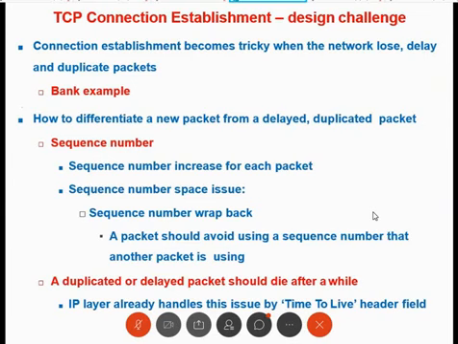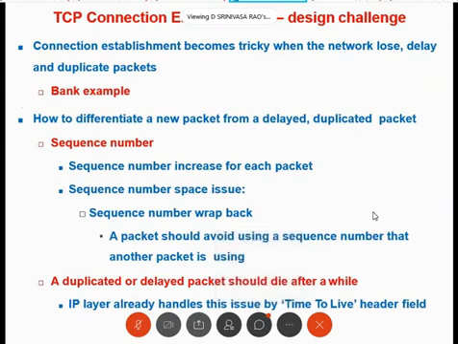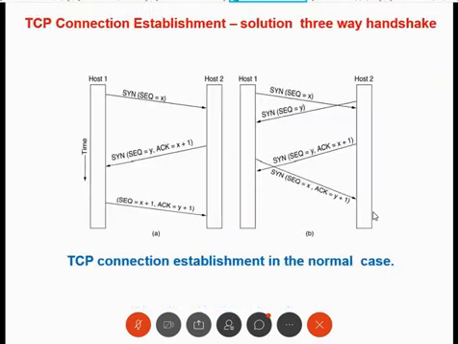The delayed or duplicated packet should die after a while. That's what we were talking about. So the IP layer already handles this issue, time to live. For a specific period, the packet travels between sender and receiver and vice versa. If the time is crossed, then the packet is declared dropped. That is TTL. You cannot keep on transmitting, occupying the bandwidth and delaying the data transfer. We've seen already how the three-way handshake happens. We have already seen that.